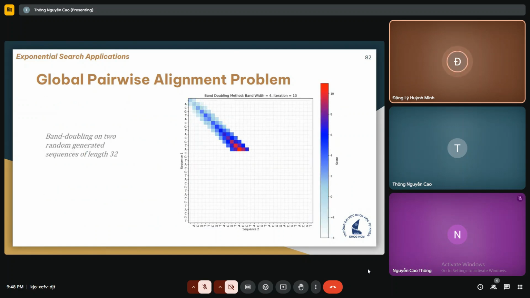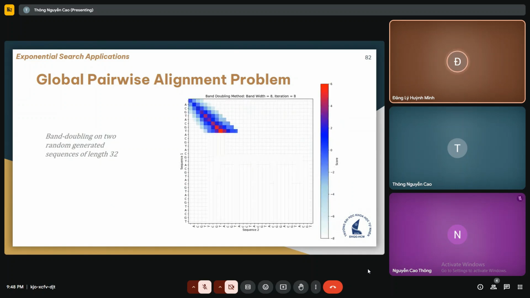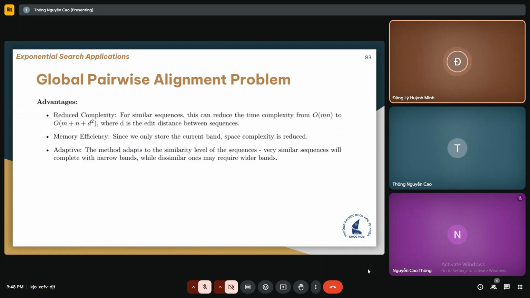And this is a visualization of the band doubling method on two sequences of length 32. The advantages: reduced complexity. For similar sequences, this can reduce the time complexity from O of m times n to O of m plus n plus d to the power of 2, where d is the edit distance between the sequences. And memory efficiency: since we only store the current band, space complexity is reduced. The method adapts to the similarity level of the sequences. Very similar sequences will complete with narrow bands, while dissimilar ones might require wider bands.